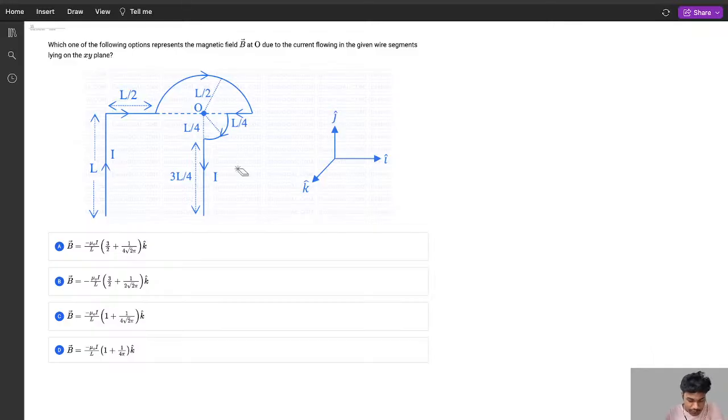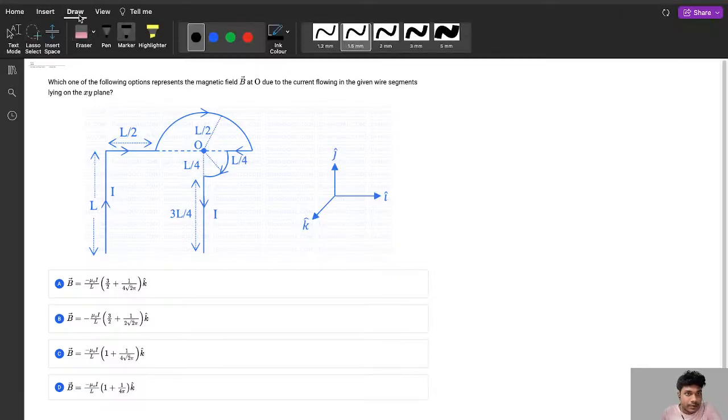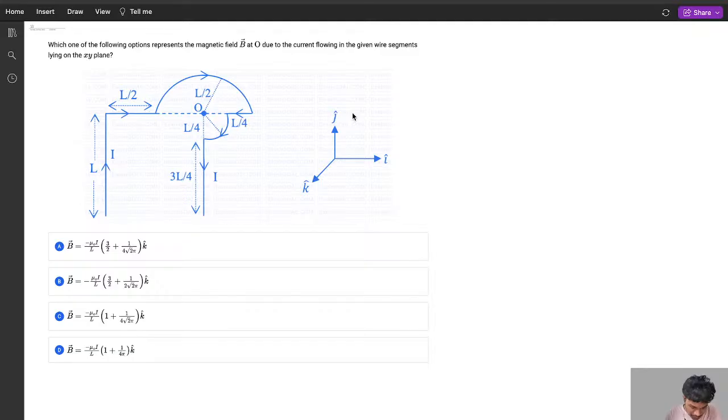Now move to this question. Which one of the following options represents the magnetic field B cap at O due to the current flowing in the wire segment laying on the XY plane, right?